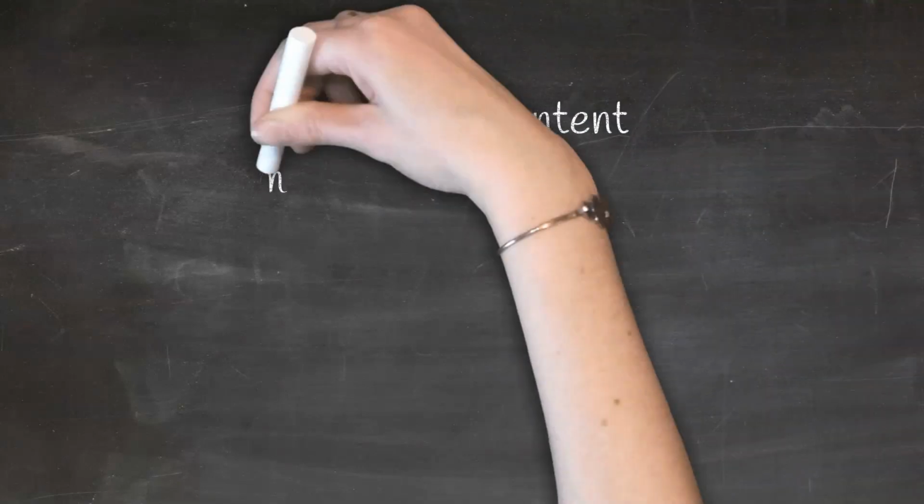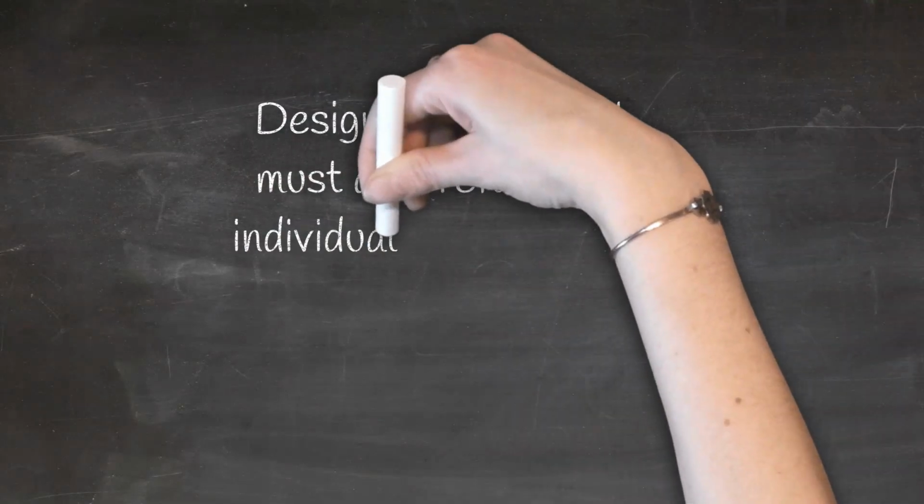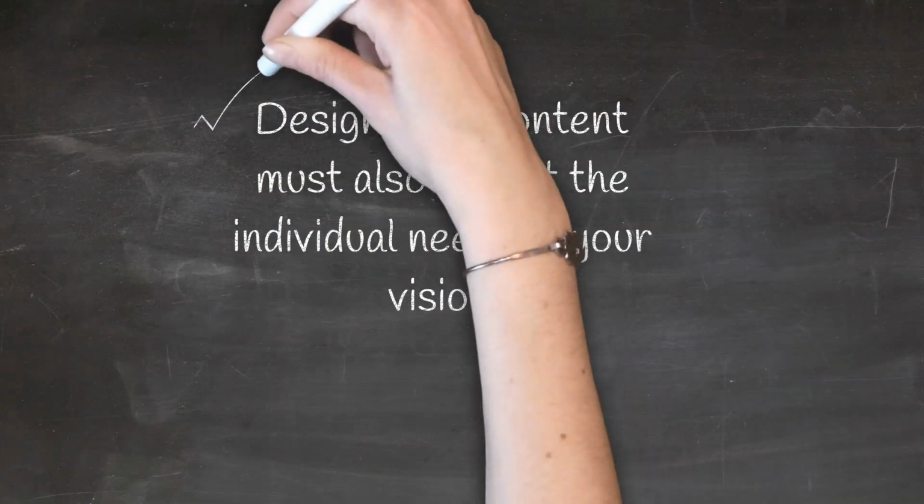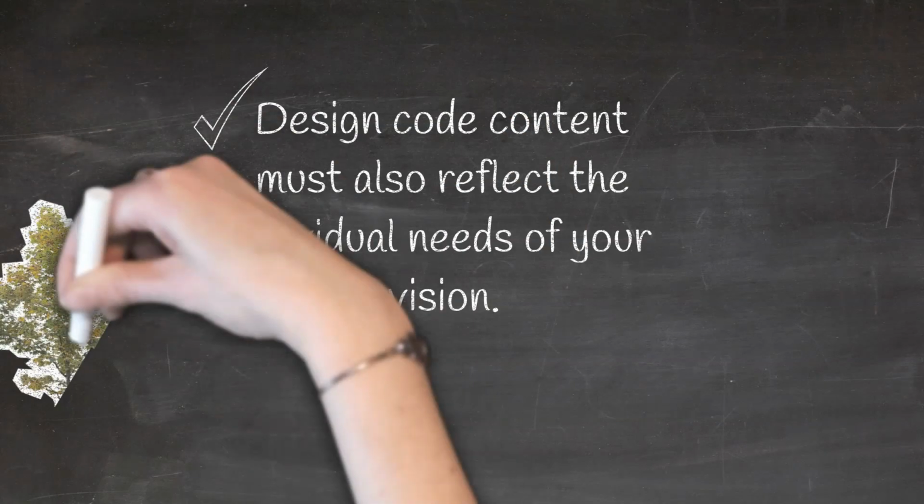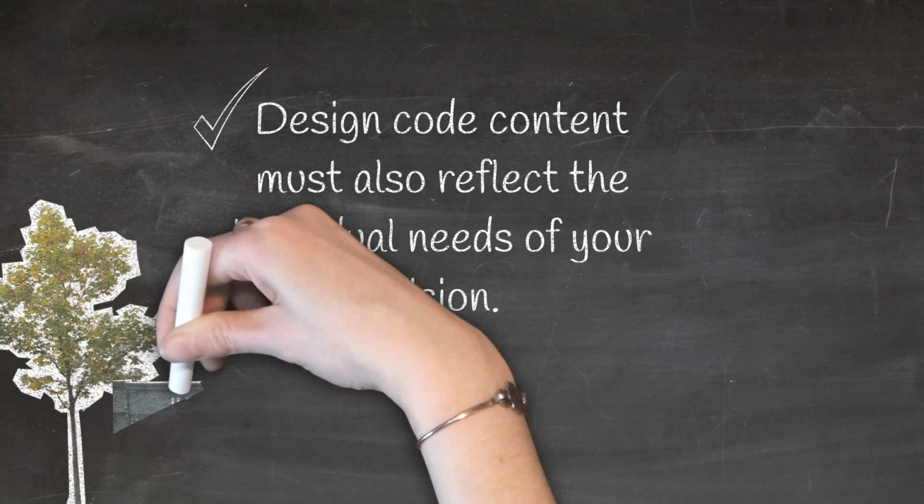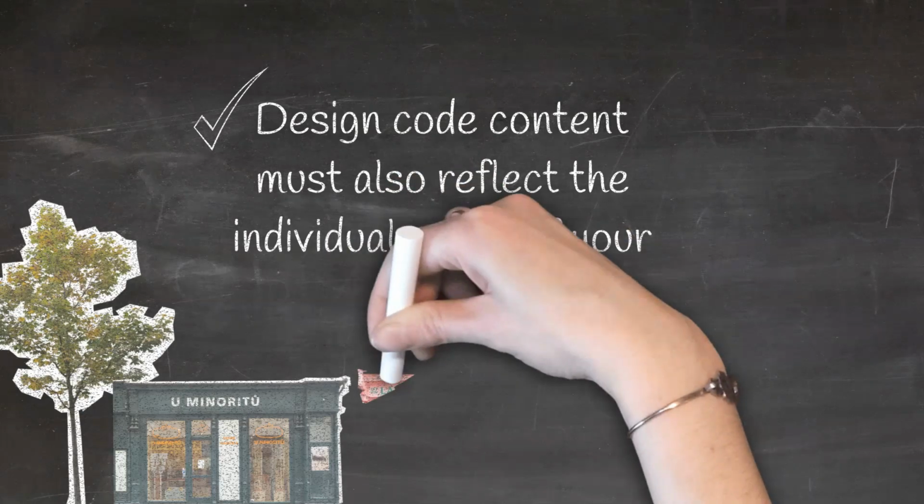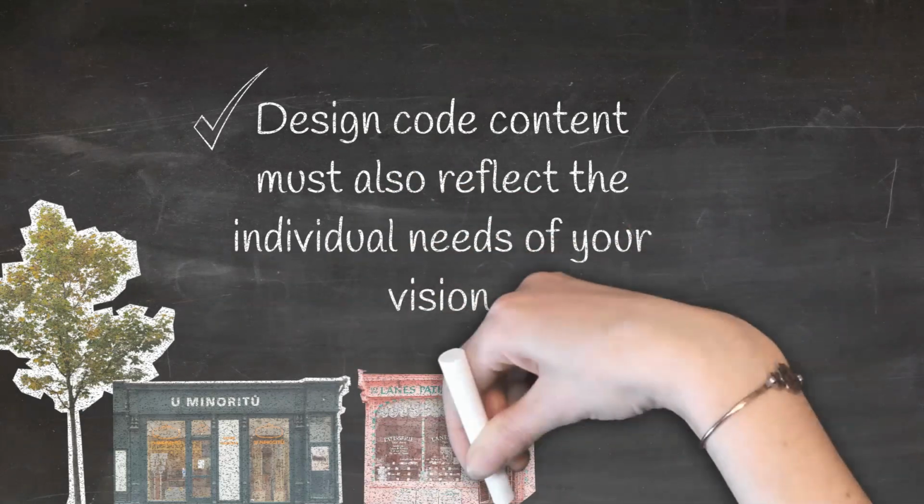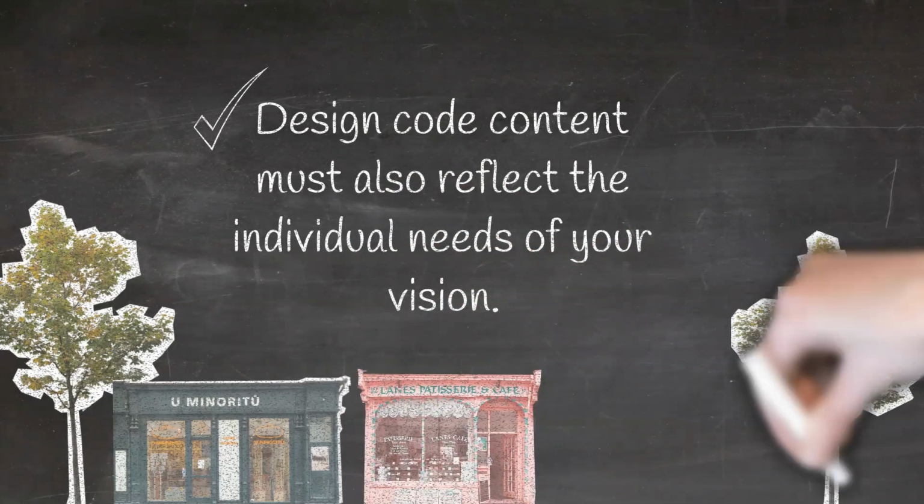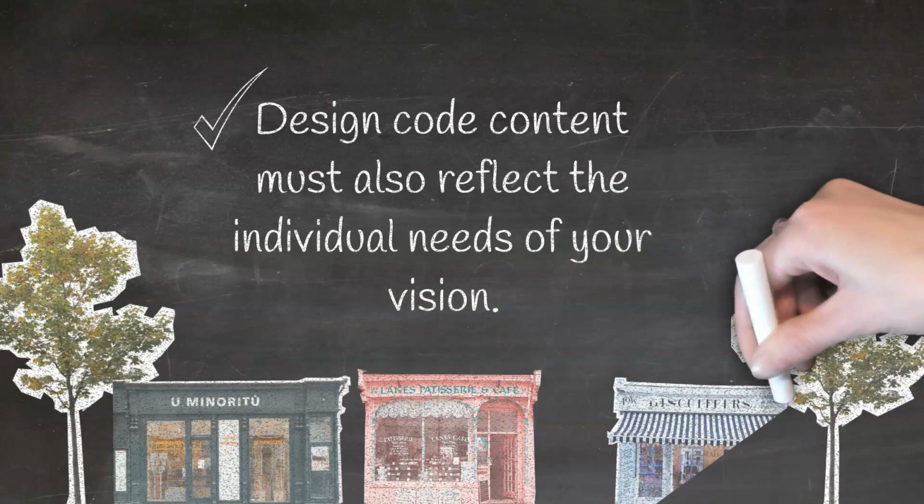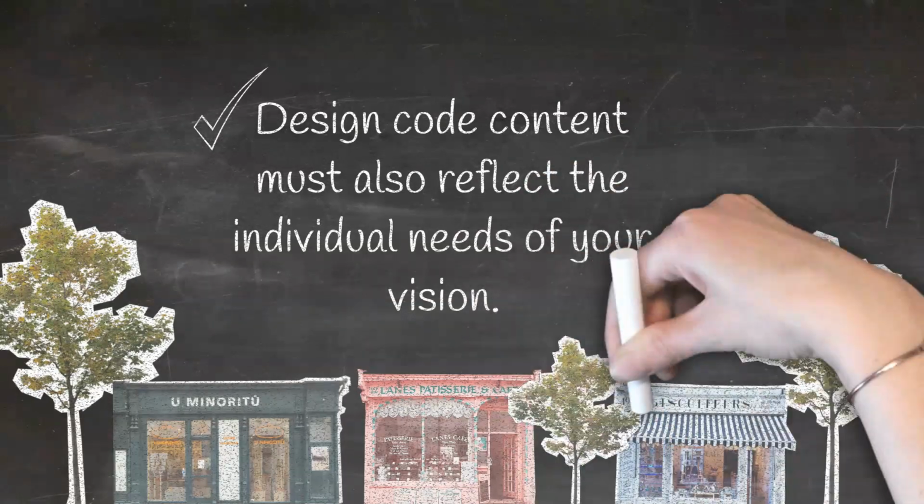However, your design code will also need to reflect the individual needs of your vision. For example, if a high street is a key part of your development vision, then the design code should include further details on shop frontages, high street building to width ratios, and shop frontage styles.